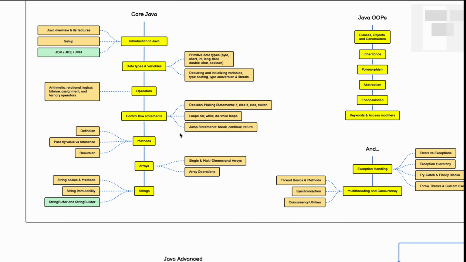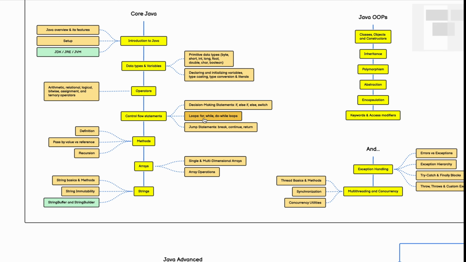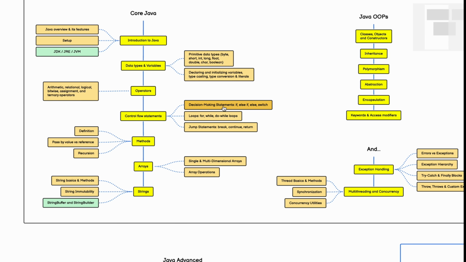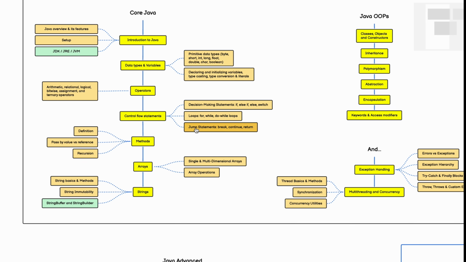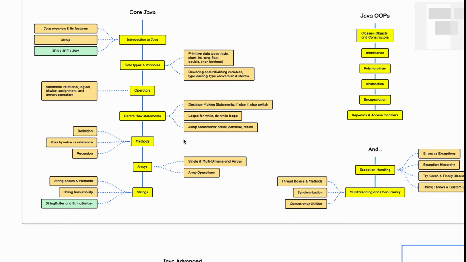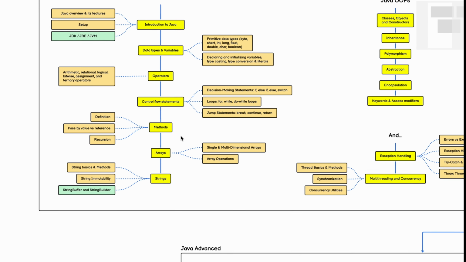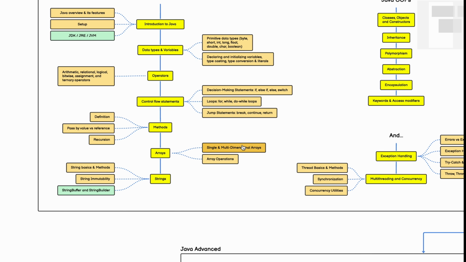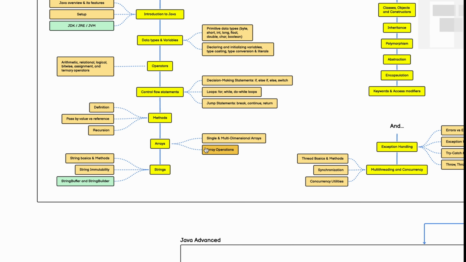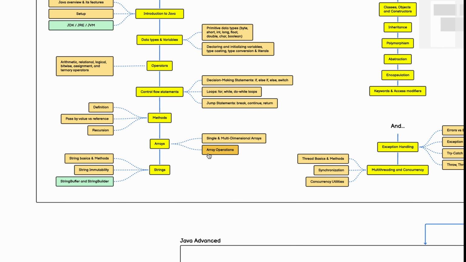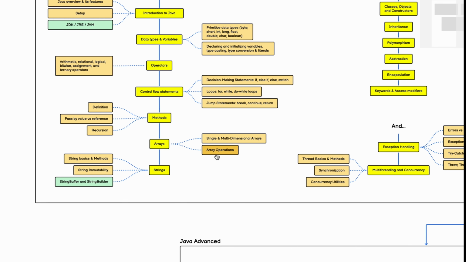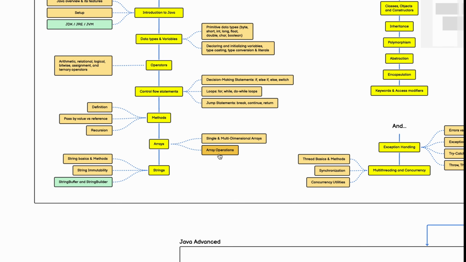Then we have control flow statements, which are further divided into three different categories. One is decision making, another is the loop, and the last one is the jump statements. Then we have our methods, or we can say functions in Java. Then arrays, single and multidimensional, and a lot of array operations which are asked in interviews also, as well as it will be helpful for your data structures journey as well.